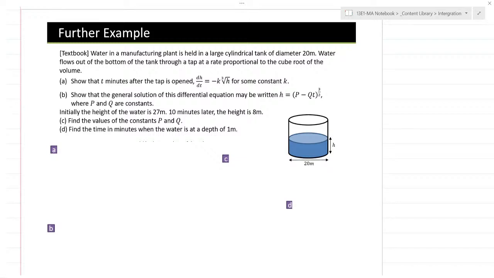So, water in a manufacturing plant is held in a large cylindrical tank of diameter 20 meters. Water flows out of the bottom of the tank through a tap at a rate proportional to the cube root of the volume. Show that t minutes after the tap is open, dh by dt is equal to minus k third root of h. Okay? Where did that even come from?